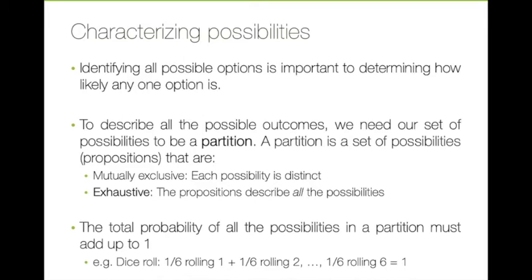Why do we care about partitions in the context of probability? Well, when we take a partition, the total probability of all the possibilities in it has to add up to 1. So take our example of a dice roll. We have a 6th chance of rolling each of the sides, and if we add up all of the 6, we get a total probability of 1. That, we'll see later, fits our definition of probability.